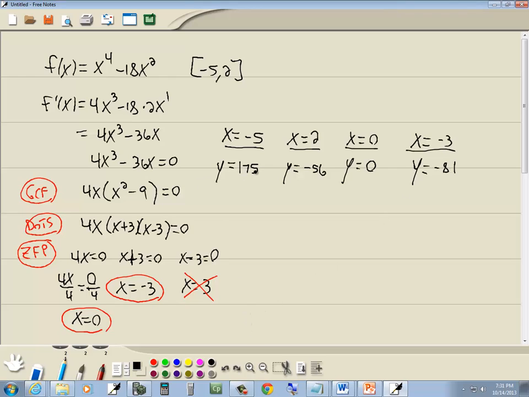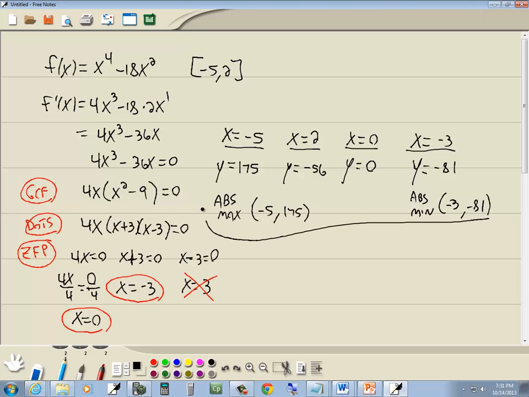Okay. Now our smallest y value, which looks like -81, that's going to be our absolute min. So we're going to have an absolute min of (-3, -81). Now our largest y value, which appears to be 175, is going to be our absolute max. So we're going to have an absolute max of (-5, 175). And those would be our answers.